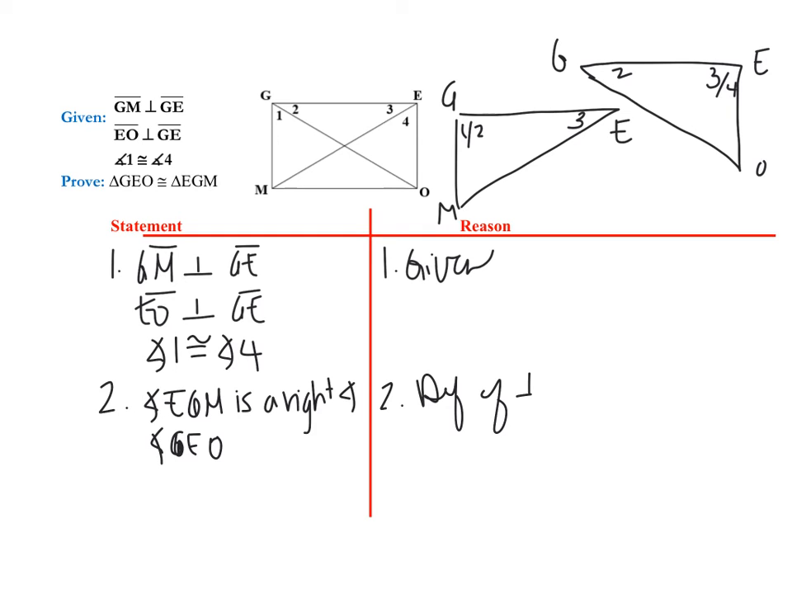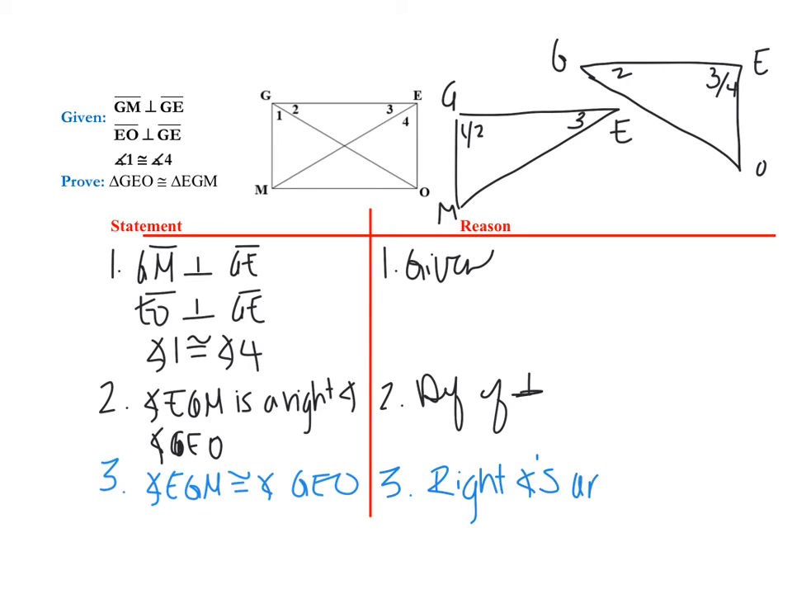Again, you don't have to write that out anymore. That step is actually going to help us twofold. So first of all, if we know that the angles are right angles, we know they are congruent. So angle EGM is congruent to angle GEO. Because if angles are right angles, then they're congruent. Okay, so let's mark that these two are congruent.